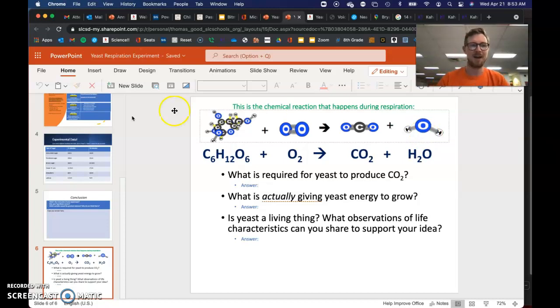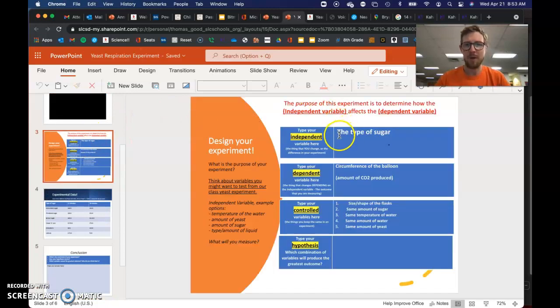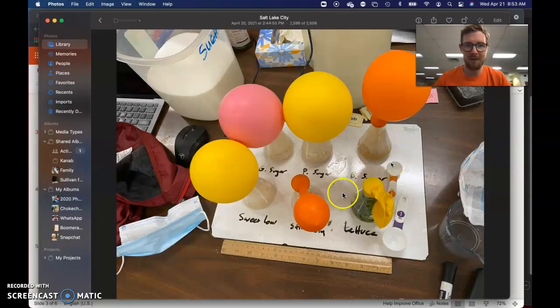So in this experiment I did with the online students, we changed the type of sugar. So in all 6 of these little scenarios, we only changed the type of sugar, but we use the same amount of sugar, the same amount of water, the same type of water, the same amount and type of yeast, the same type of balloon, the same type of container.